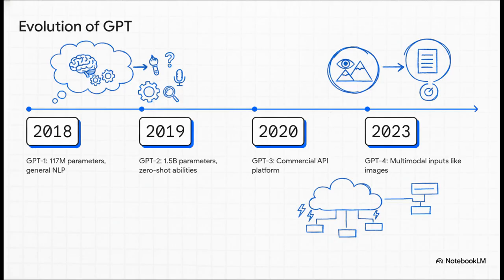By 2020, GPT-3 blew the roof off with massive scaling, turning into a full-blown commercial API platform. And then by 2023, GPT-4 introduced multimodal inputs. That meant the language model wasn't just doing text anymore, it could actually reason about images too.